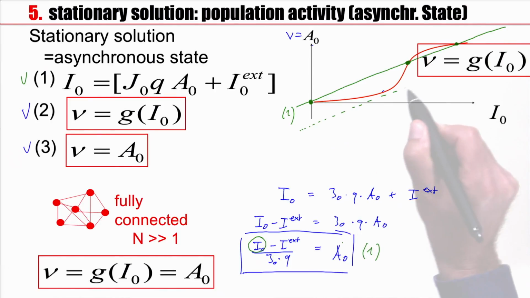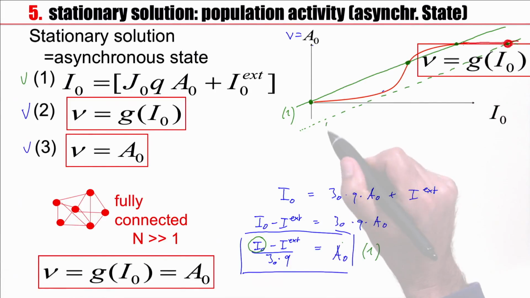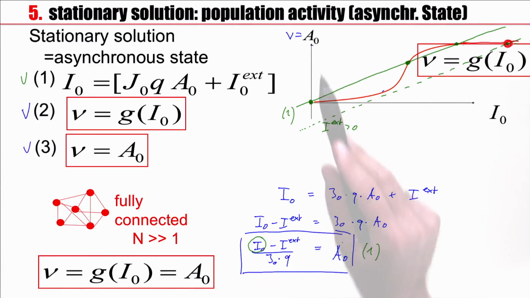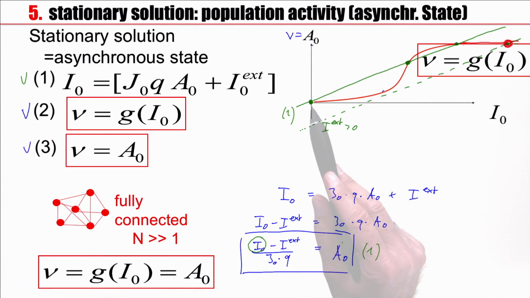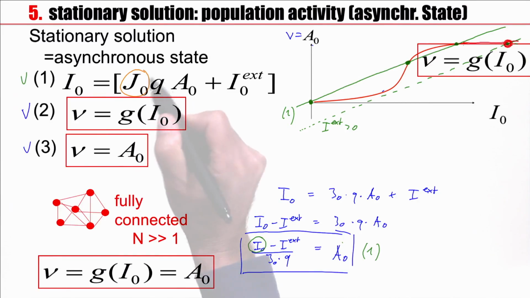So with an external current a bit bigger, we would only get the high fixed point up here. If I have a negative external current, then the green curve would shift upward and I only find the crossing point down here. Now what happens if the coupling is weak? So where is the coupling here? The coupling is the J0, the coupling constant.